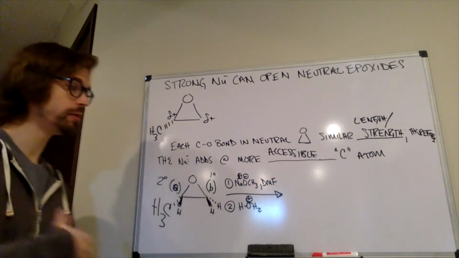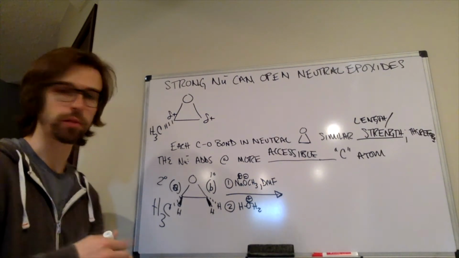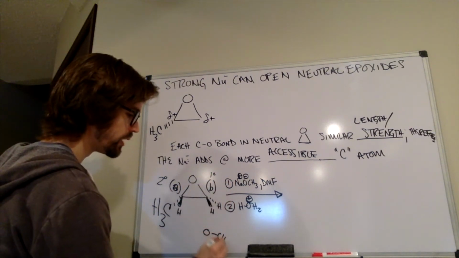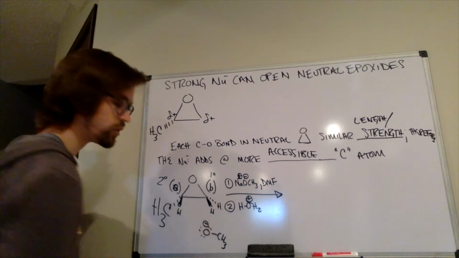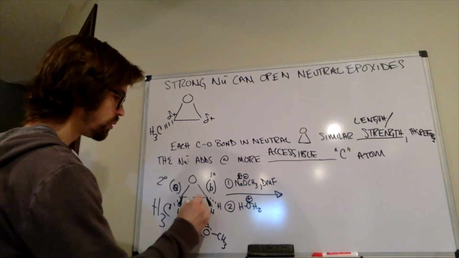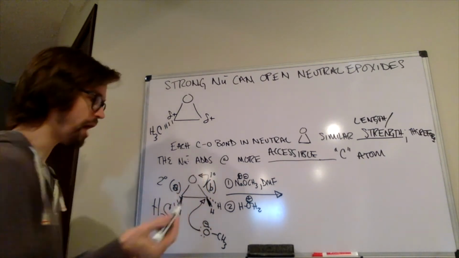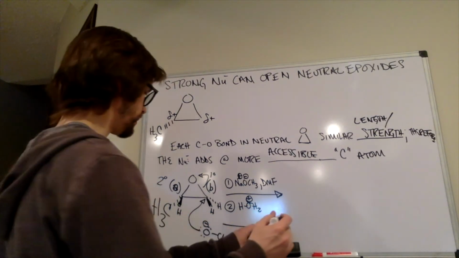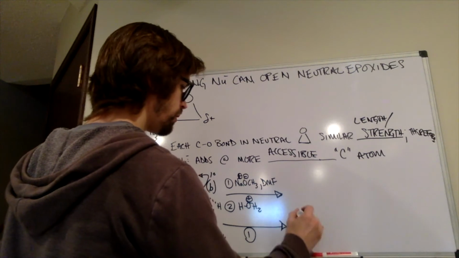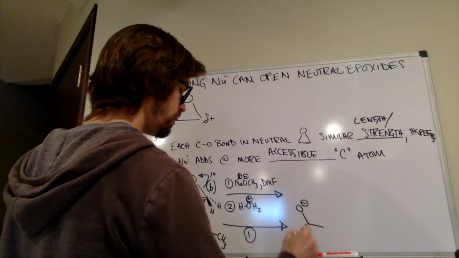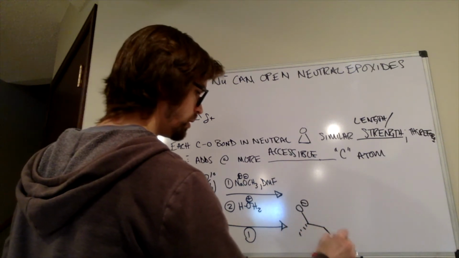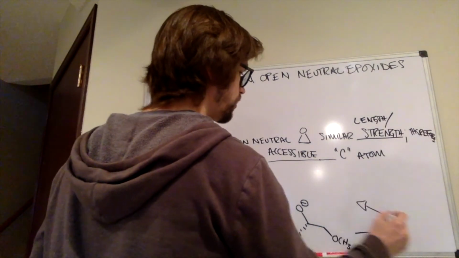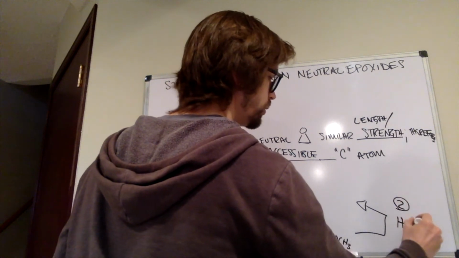So how do strong nucleophiles react with these neutral epoxides? The nucleophile, the OCH3 minus, is going to add to the more open position and pop open that ring. So after we've added reagent 1, we would have a structure that looked like this. And then what is the ultimate product after we add reagent 2?